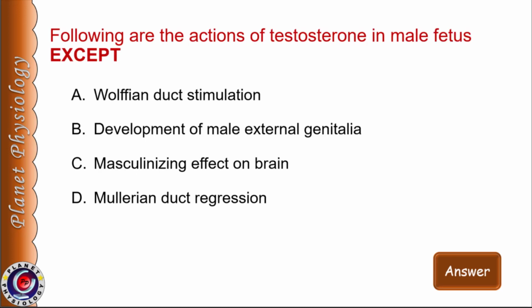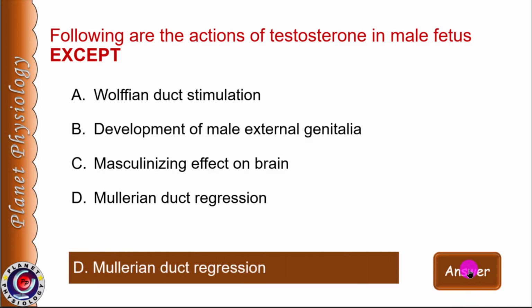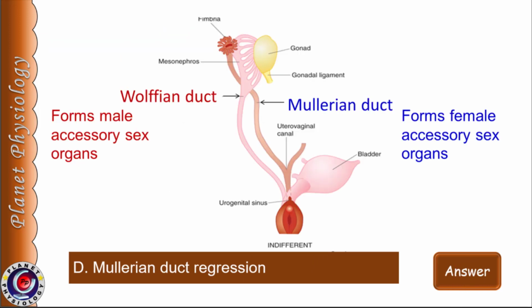Following are the actions of testosterone in male fetus except A. Wolffian duct stimulation, B. Development of male external genitalia, C. Masculinizing effect on brain and D. Mullerian duct regression. Yes, the answer is Mullerian duct regression, that is option D. Mullerian duct is associated with development of female accessory sex organs. In male fetus, this duct regresses due to Mullerian inhibiting substance secreted by Sertoli cells and not due to testosterone.